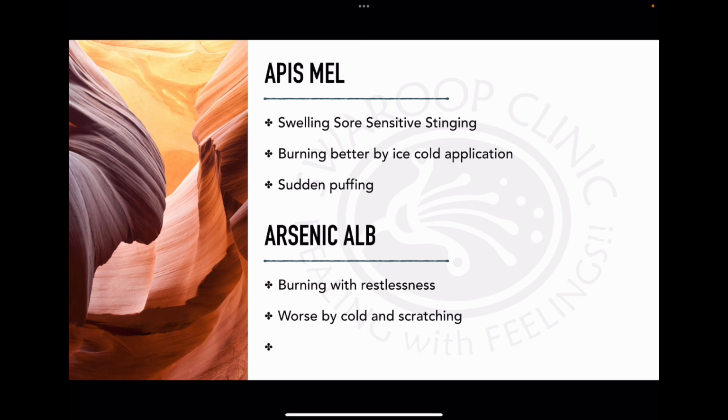The first and foremost and the most common remedy, if you don't get any symptom, if you just get an itching and burning, which is better by cold, which is the most common symptom of urticaria, Apis helps. It has 4 S's: there is a swelling, there is a soreness, there is sensitivity, and there is stinging pain. The burning is better by ice cold application, and there is a sudden puffing. The patient typically gives a history of sudden puffing or sudden appearance of the hives.